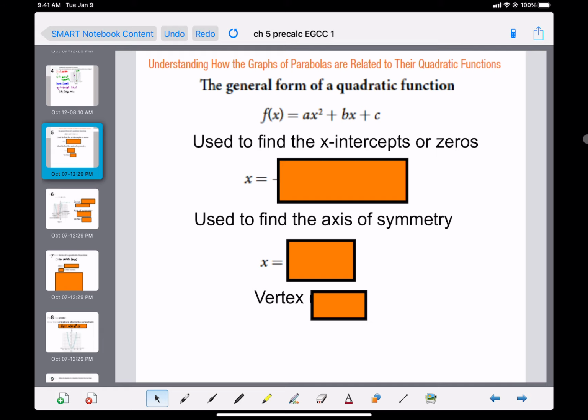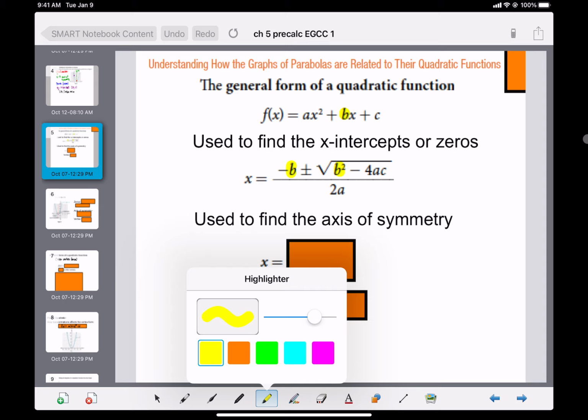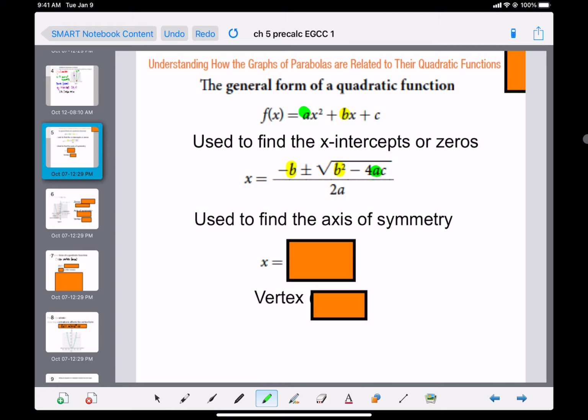If we wanted to find algebraically the x-intercepts or zeros and we didn't have the graph and we have that general form, you might recognize the quadratic formula, negative b plus or minus the square root of b squared minus 4ac, all over 2a. Now, the a and b come from the general form. So the b that we're talking about is right there. The a is right there. The c is right there. So the quadratic formula uses the a, b, and c coefficient values that we find in the general form.